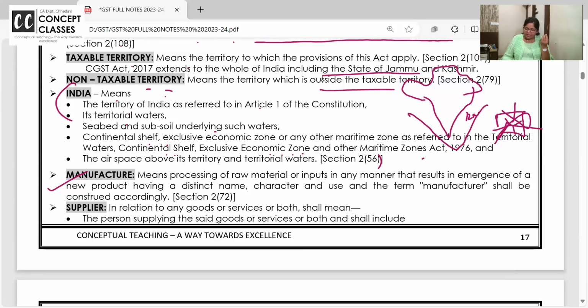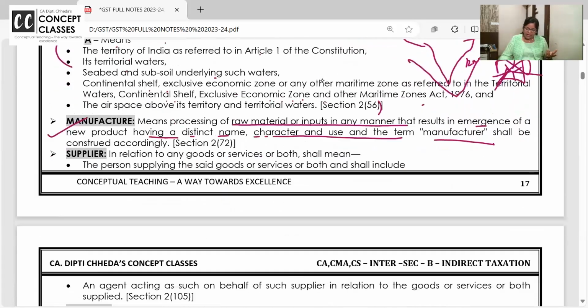What is the definition of manufacturing? When you change the identity of a product, its appearance, color, feel, taste, all, it is called manufacturing. When you process raw material and a new product emerges. When I process peanuts and I get peanut oil, it is manufacturing, right?